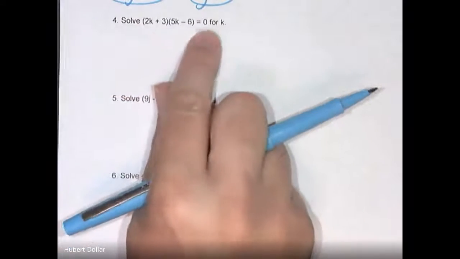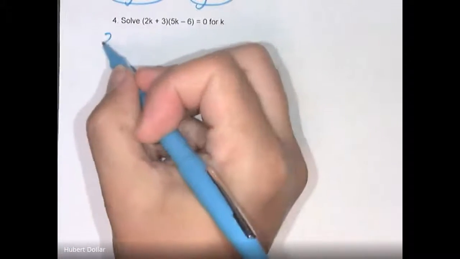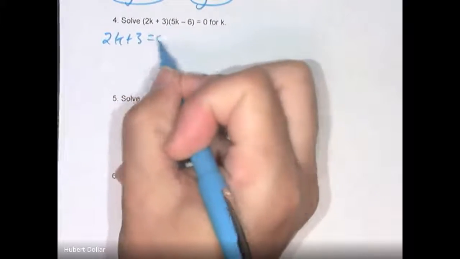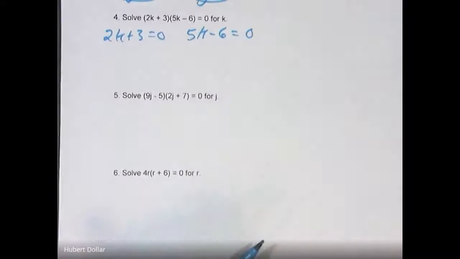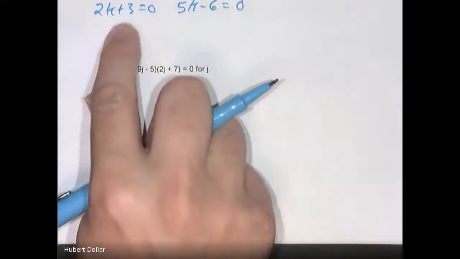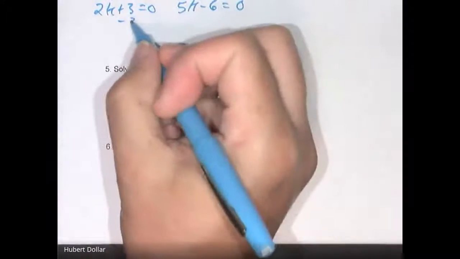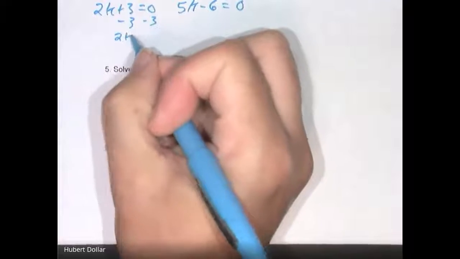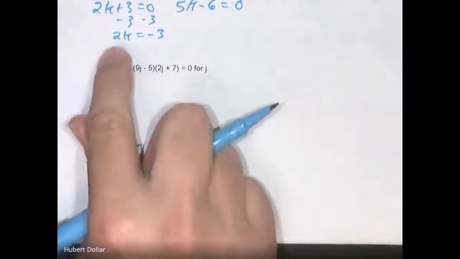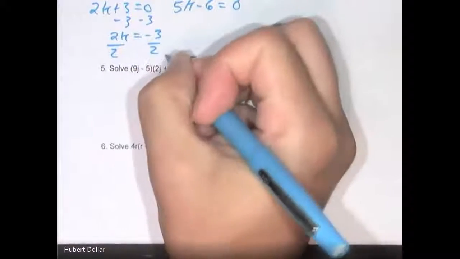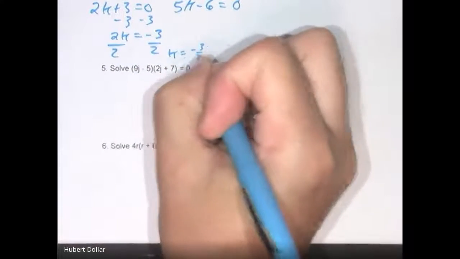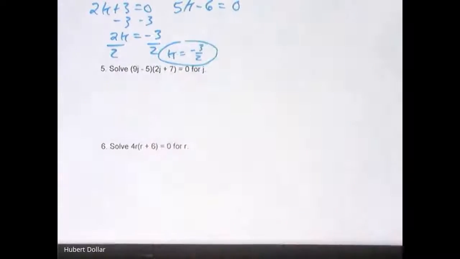The product equals 0. So 2k plus 3 equals 0, or 5k minus 6 equals 0. Now, these are two-step linear equations. Remind you that you start off with addition and subtraction. So the opposite of adding 3 is subtracting 3. So 2k equals negative 3. The opposite of multiplying by 2 is divide by 2. And so k equals negative 3 halves. We leave them as fractions.